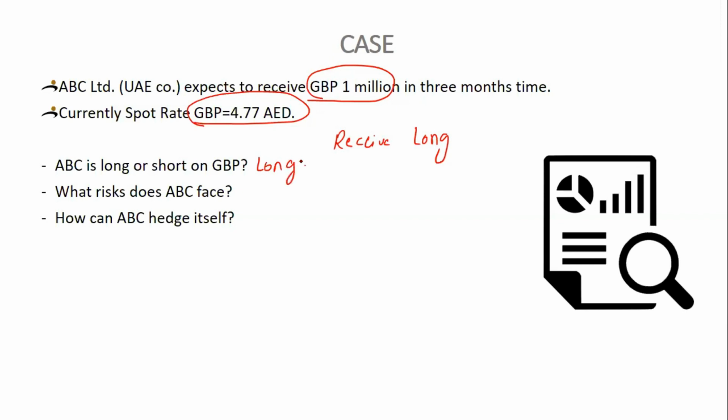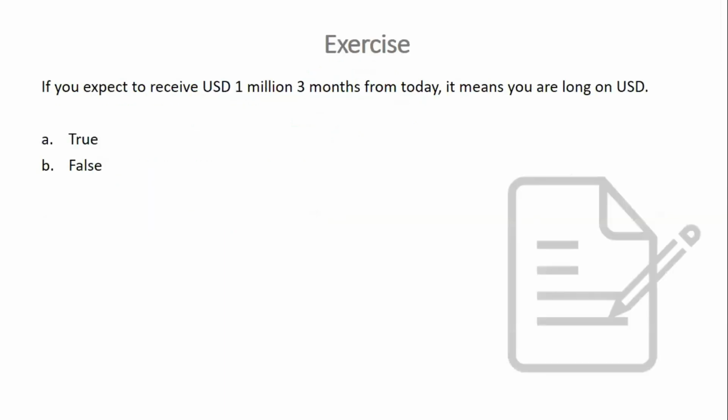What risk does ABC face here? Think about it. Any kind of risk ABC is facing? No, because they have hedged this risk. How can ABC hedge itself? By entering into a forward contract with another party, which in our example was a bank.